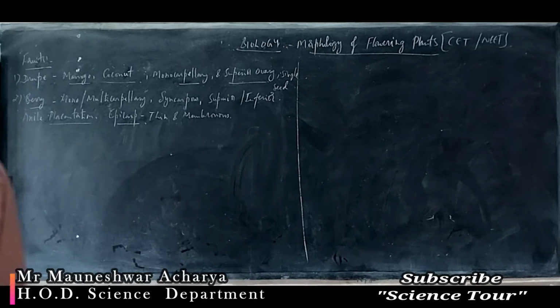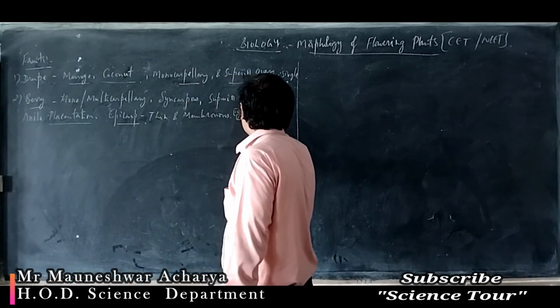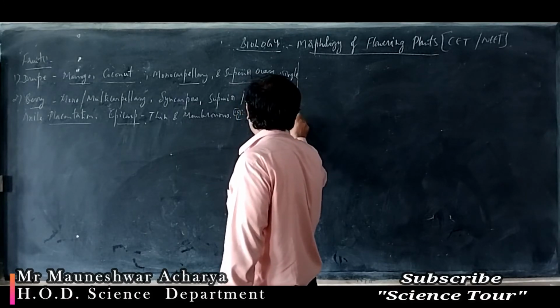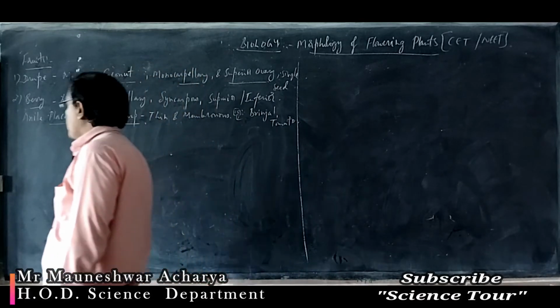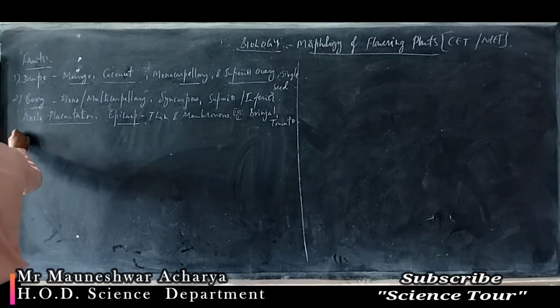So write the examples. Examples: brinjal, tomato. So that is about berry. Okay, next we study about pome.